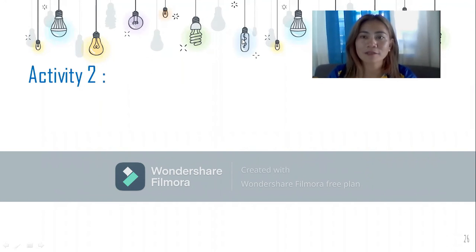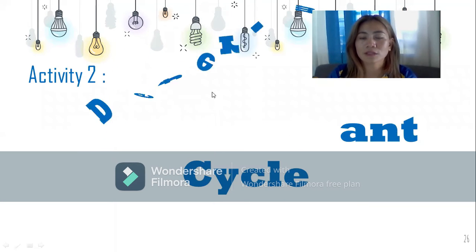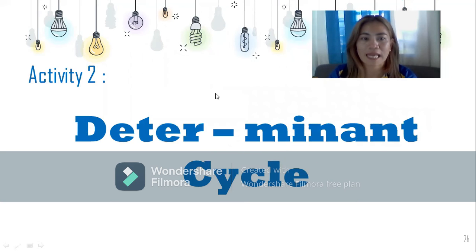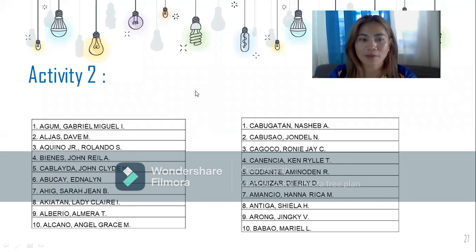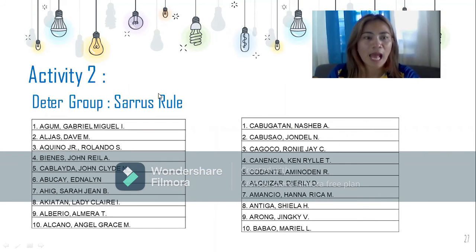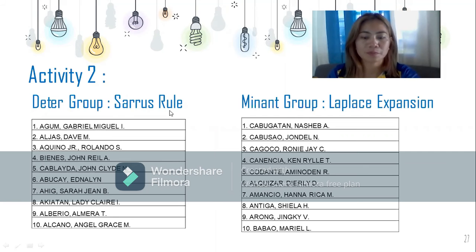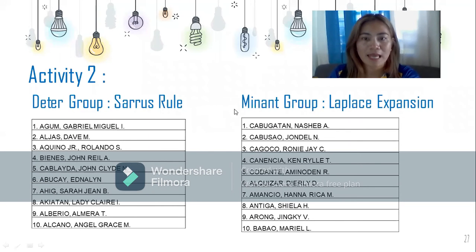Okay. Activity number 2. I'm going to give an activity. I call it the determinant cycle. Can you please get your ball pen and paper? I will group you into 2. I call it the Ditter group and the Minant group. These are the list of students under the Ditter group, and these are the list of students under the Minant group. Now, can you please remember your number?